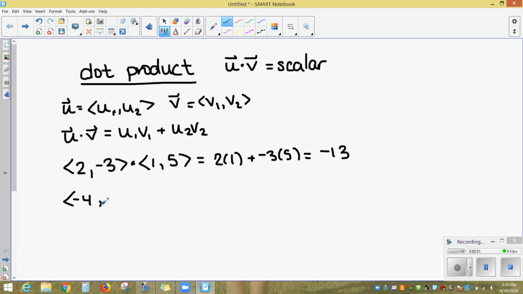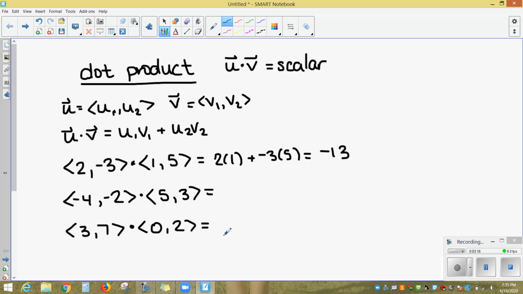So let's look at -4, -2, dot product of that with 5, 3. Okay, and whatever else I come up with here, maybe 3, 7 times the vector 0, 2. Go ahead and pause the video if you'd like and find those two dot products and then turn it back on and see if you're going down the right path.